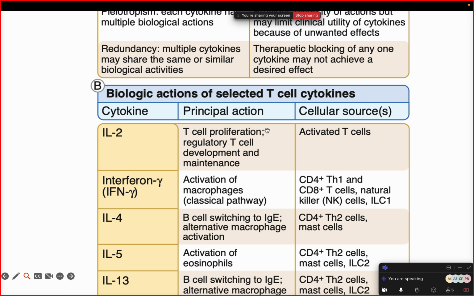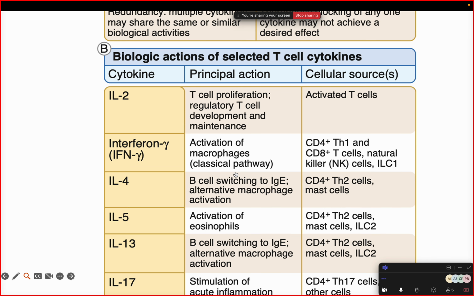Okay. Then interferon gamma: activation of macrophages, that is the classical pathway. The T helper cell's classical function is to help the B cell, or help the cell to achieve its function, because it is a T helper cell. So the classical pathway will be activated by interferon gamma. What are the sources of these cytokines? It will be CD4 positive Th1 cells and CD8 positive T cells, natural killer cells, and ILC1.